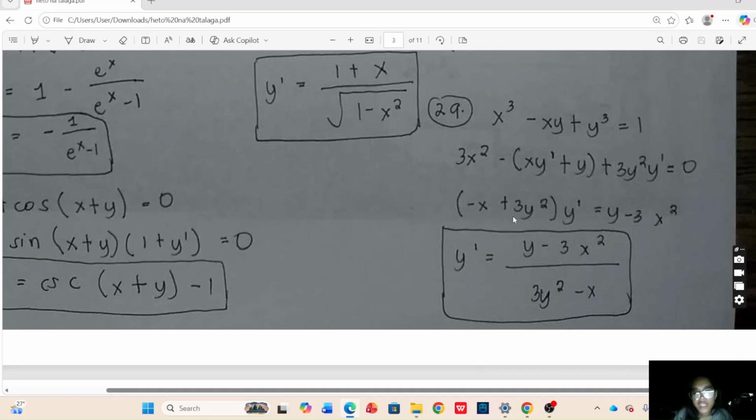So we have to differentiate every term. The derivative of x cubed is 3x squared. For xy, use the product rule. Then the derivative becomes xy prime plus y. For y cubed, apply the chain rule. The derivative becomes 3y squared y prime. And we have to substitute all the derivatives. Group the y prime terms together and factor and solve for y prime. So that's why the final derivative would be y minus 3x squared divided by 3y squared minus x.